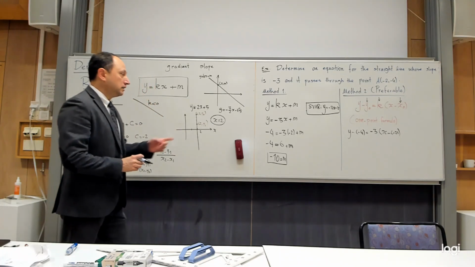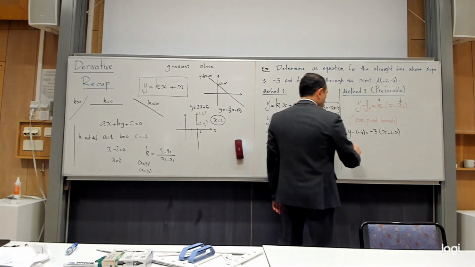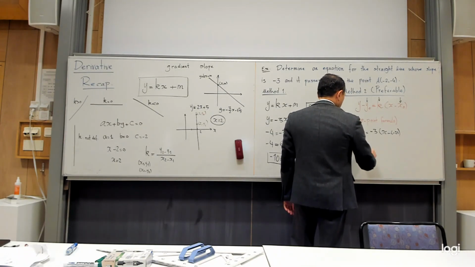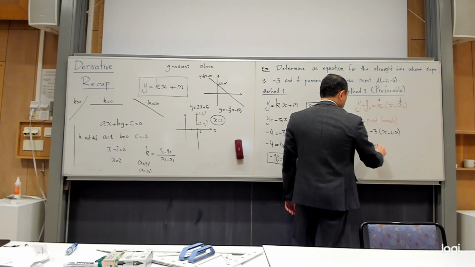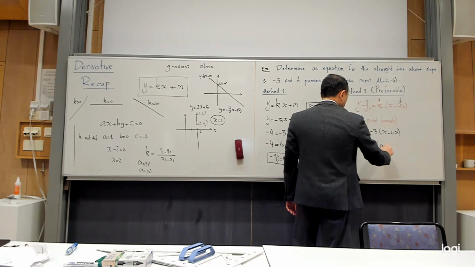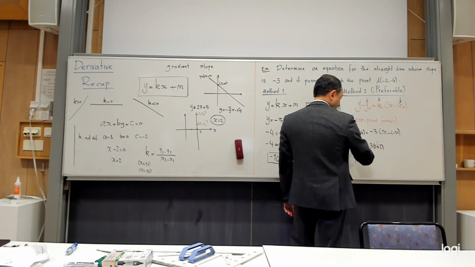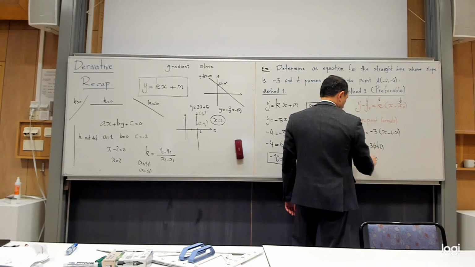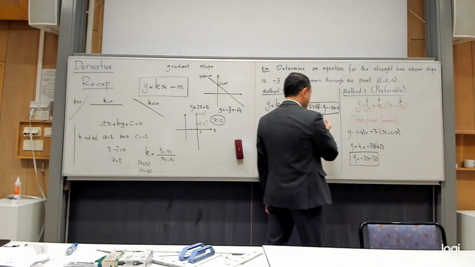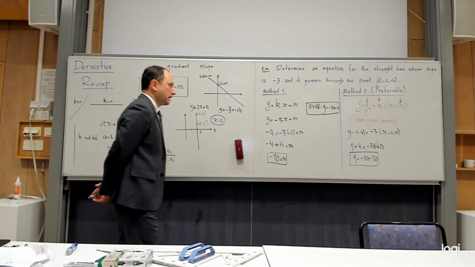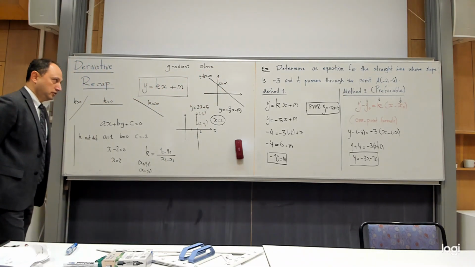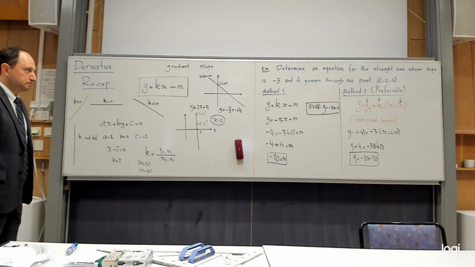Yes? And then what happens? I simplify this. So it becomes y plus 4 is equal to -3 times x plus 2. And then you simplify, y becomes -3x minus 6, and then I move 4 to the other side, it becomes -10. Of course you see that the answers are exactly the same, but let us use this formula more often.